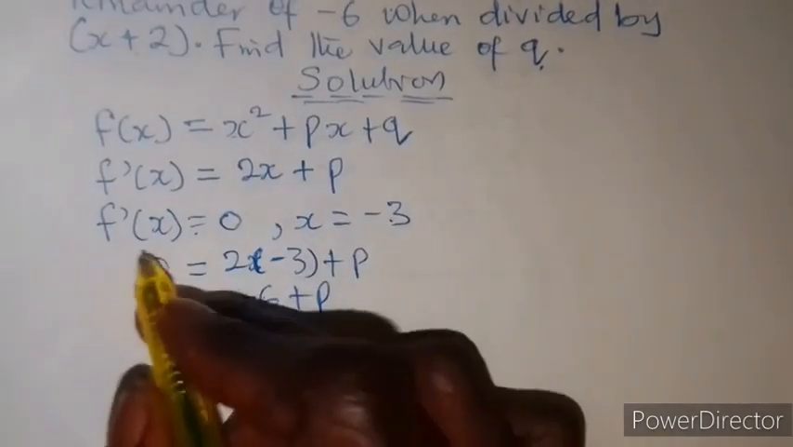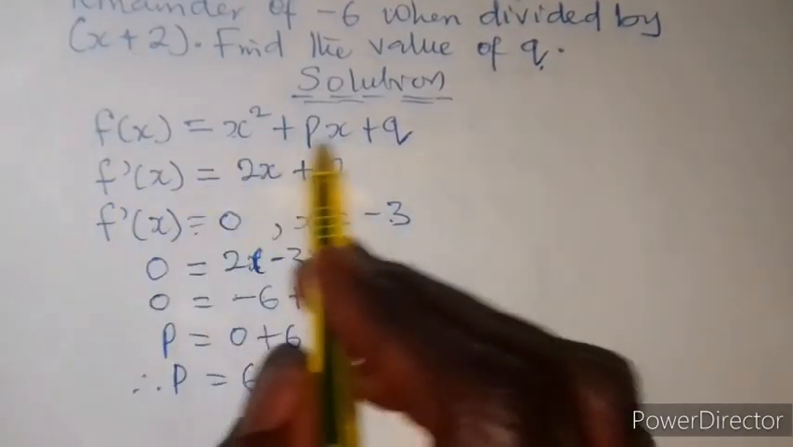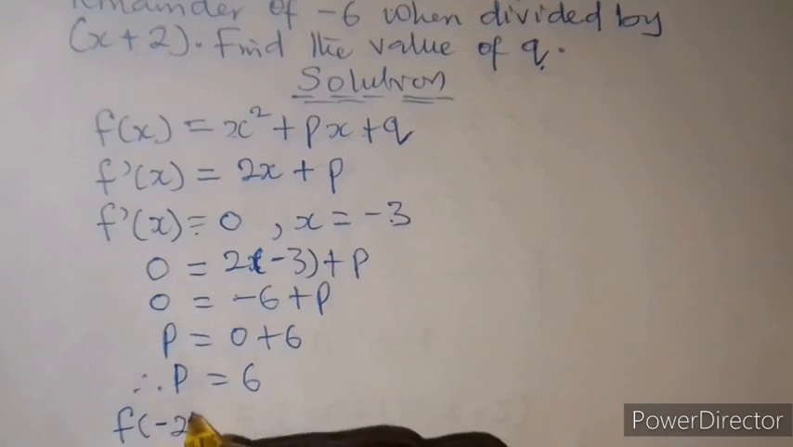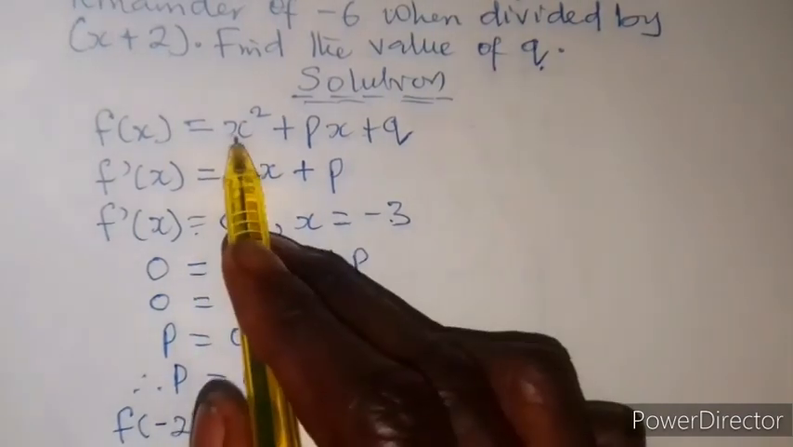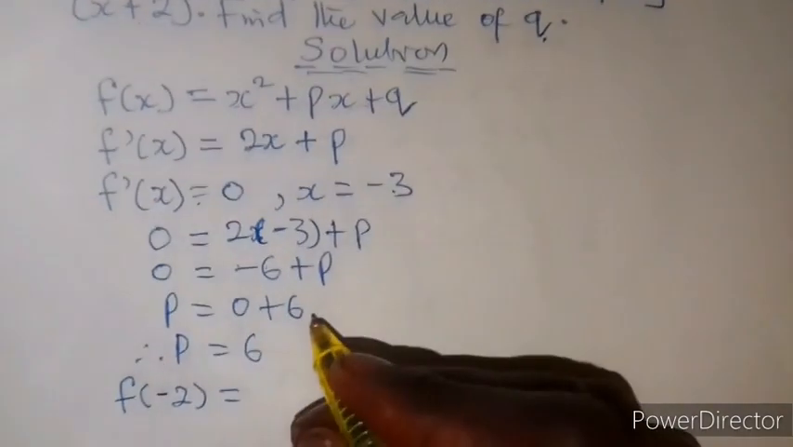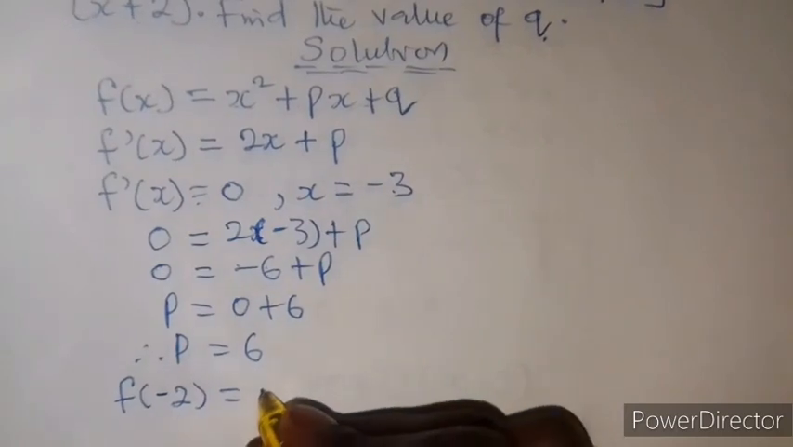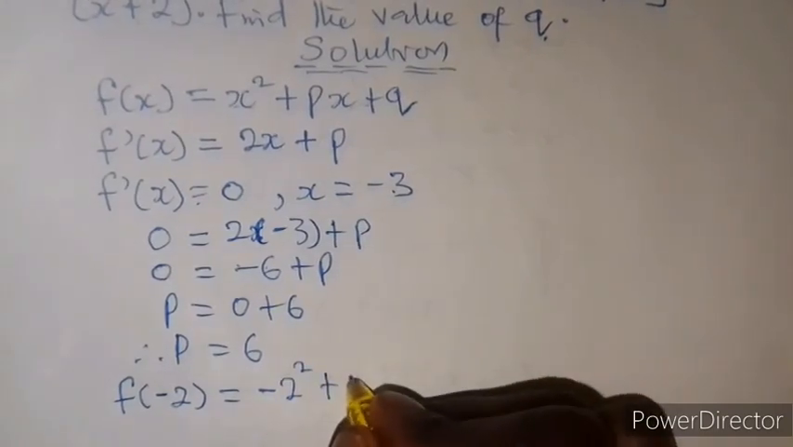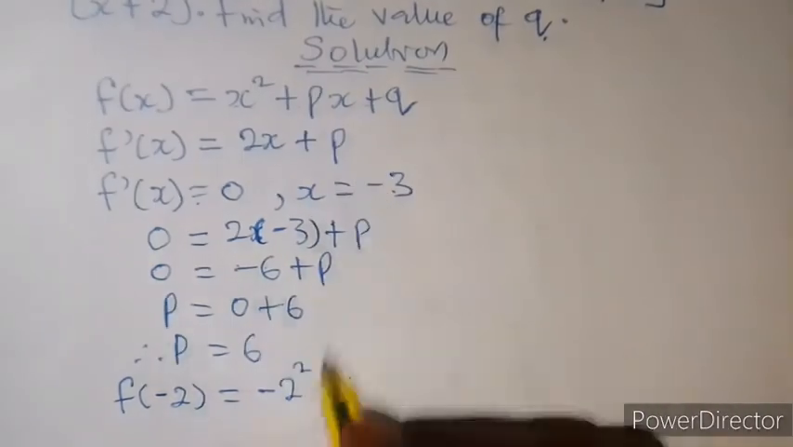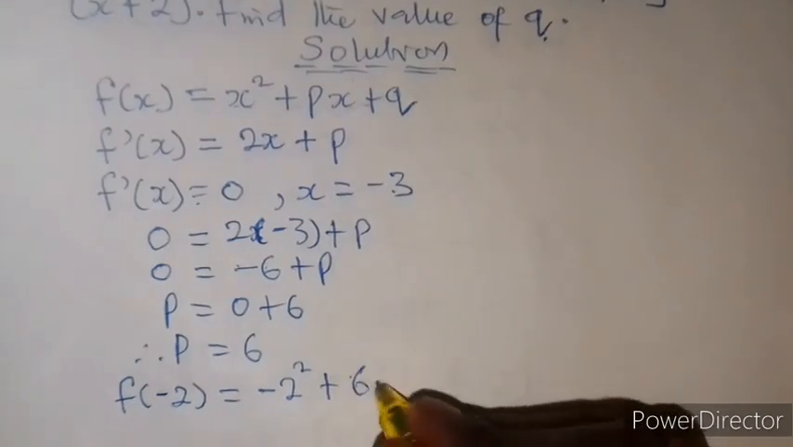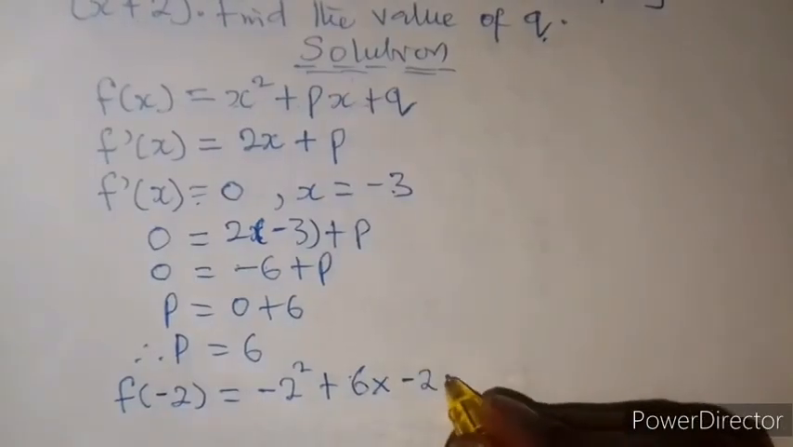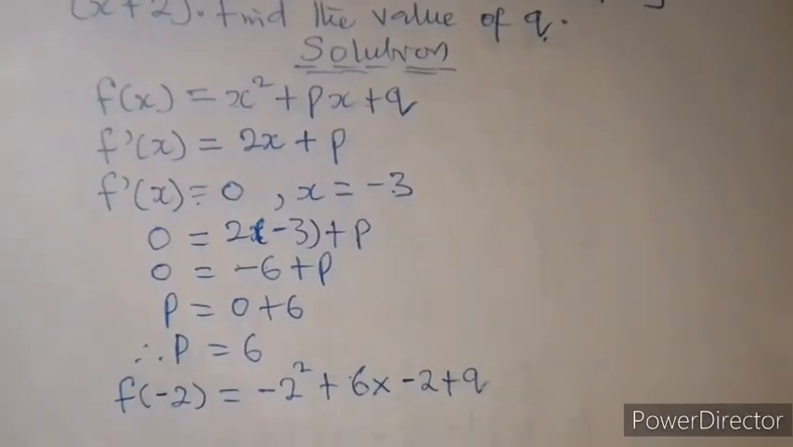That means if we come to this original equation here, we are going to put our value for x, replace it with minus 2, and plug it into this very value we have here, which is minus 2 squared, then plus, now don't forget the value for p. P is 6. Now multiply by the value for x, which in this case is minus 2, then plus the q we are looking for.